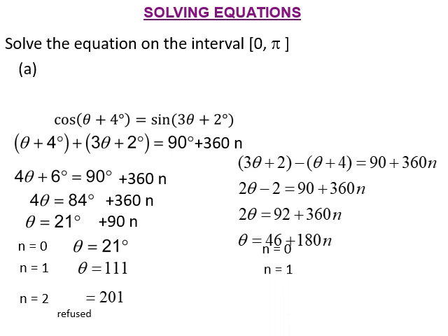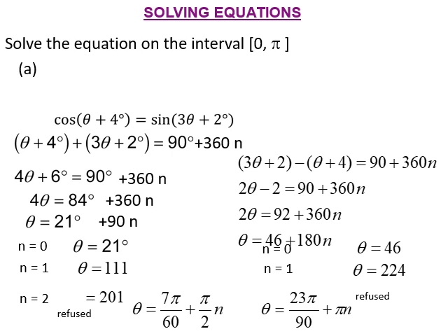Try to find the value of theta. First put n equal 0 and 1. First n equal 0 means theta equals 46, and when we put n equal 1, theta equals 226, out of interval, so refuse the last one. Finally I can see that if I need to find the solution set, it will be 21, 111 and 46. But if we need the general solution, it will be 7 pi over 60 plus pi over 2 n. This is the first solution. I'm going to change 21 into radians and also 46 into radians.